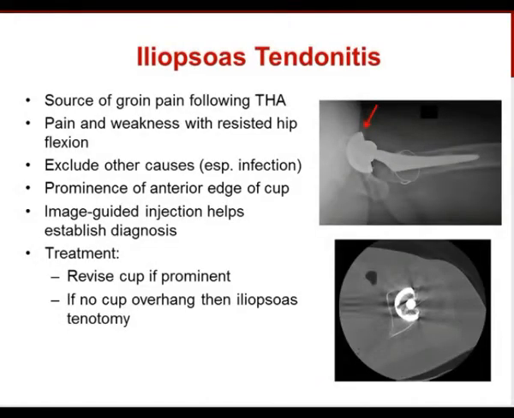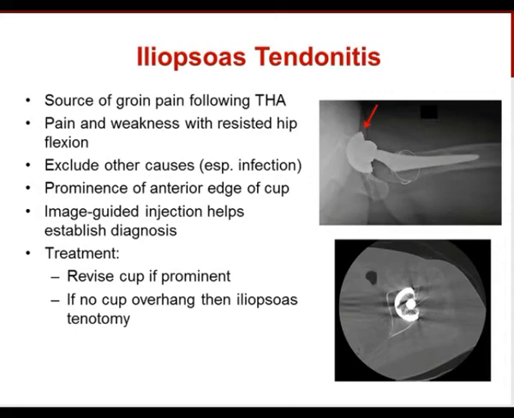Iliopsoas tendinitis is a cause of groin pain after total hip arthroplasty. This is typically seen in patients who have groin pain with resisted hip flexion on examination. Make sure to exclude other causes for pain, including infection. What you may see on radiographic imaging is prominence of the anterior edge of the cup, as is depicted on this X-ray. An image-guided injection into the iliopsoas tendon sheath can be helpful to establish the diagnosis. Occasionally, it can be helpful in terms of treating the patient as well.